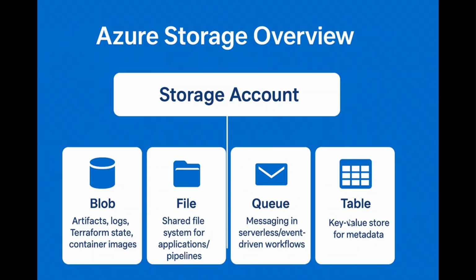So basically, this is an overview of a storage account. Inside that storage account, we can have these different types of storages, which are designed for different use cases. Whether it is for storing logs, Terraform state, or container images, we can use blob storage. If you want a shared file system, you can use file storage. If you want messaging or queuing, you can use queue storage. Or if you want NoSQL key value pairs, you can use table storage.